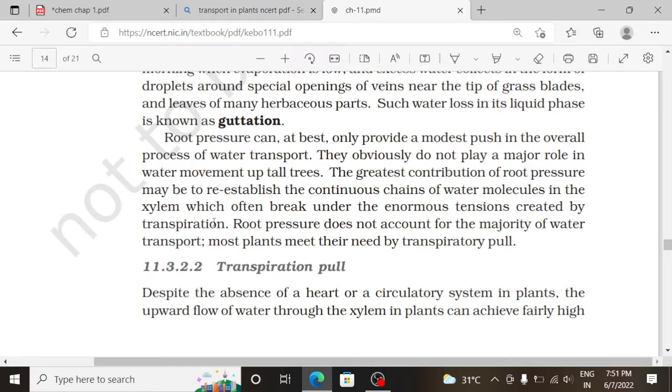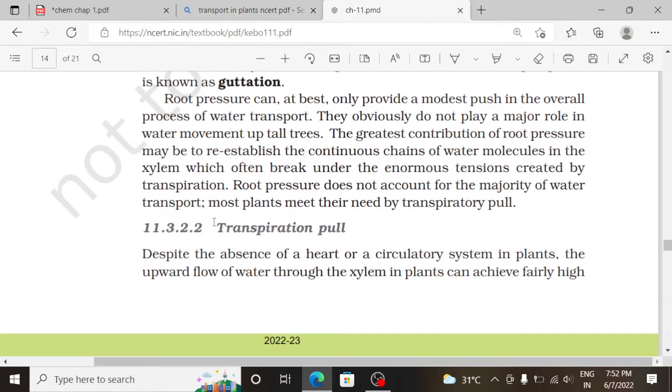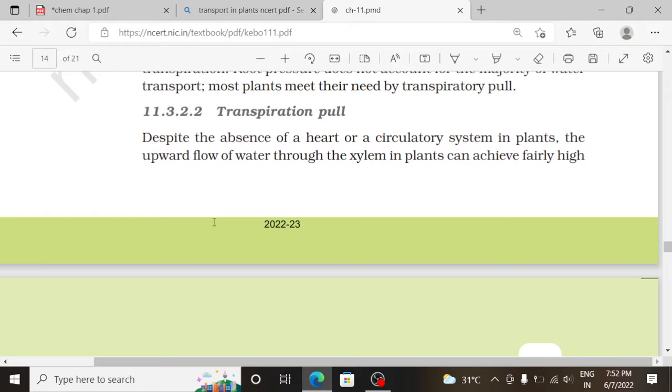The greatest contribution of root pressure may be to re-establish the continuous chains of water molecules in the xylem, which often break under the enormous tensions created by transpiration. Root pressure does not account for the majority of water transport. Most plants meet their need by the transpiration pull. Now, what is transpiration pull? This is one of the other factors for transportation of water in plants.